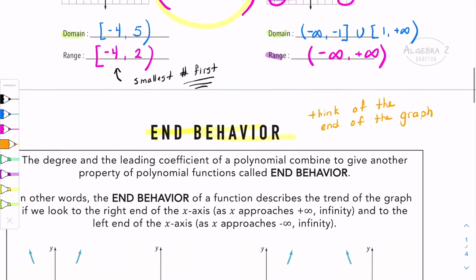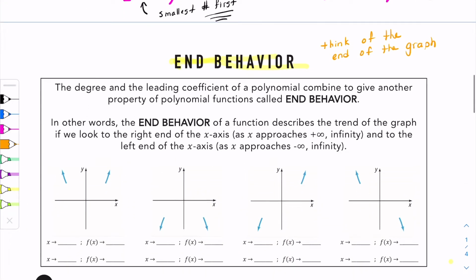Literally think of the end of the graph. Take a look at these examples for a second. These ones, I only gave you the ends of the graph. I didn't give you the middle of the graph at all. That's because we don't actually care about the middle. We only care about the ends for end behavior.